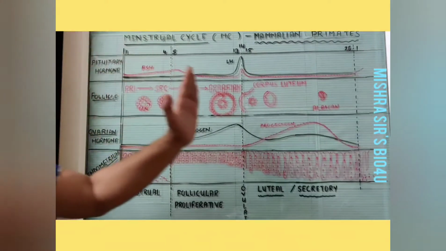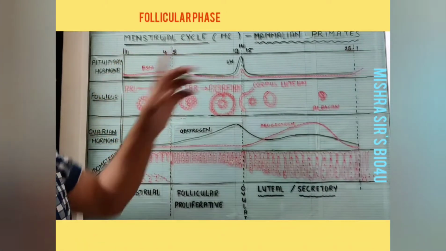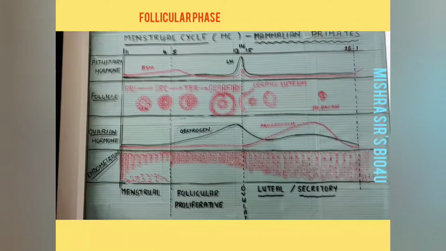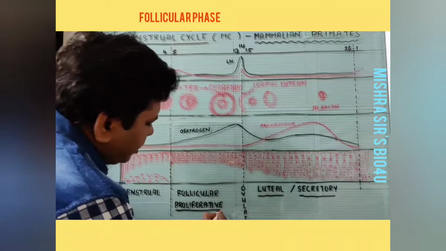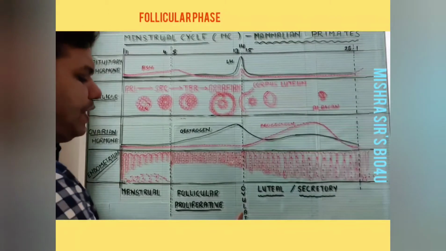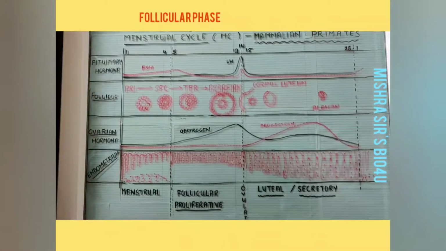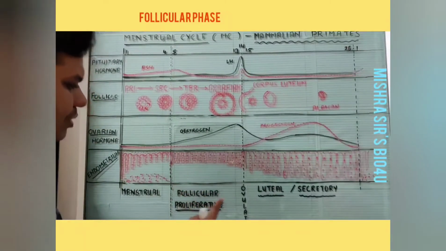Now we come to the second phase. The second phase is day 5 to 13. Please try to understand, this phase is called the follicular or proliferative phase. I can call this phase post-menstrual. This can also be called pre-ovulatory, because just after this phase ovulation will take place. So remember, we have follicular, proliferative, post-menstrual, pre-ovulatory.